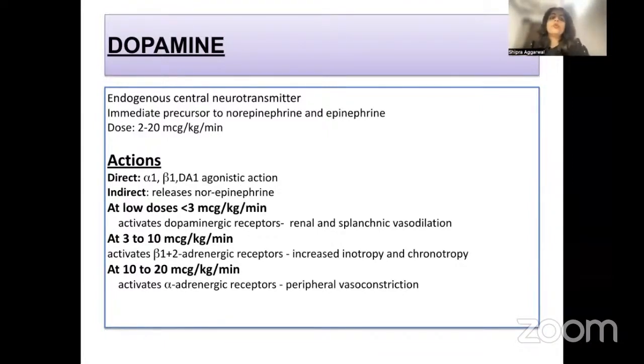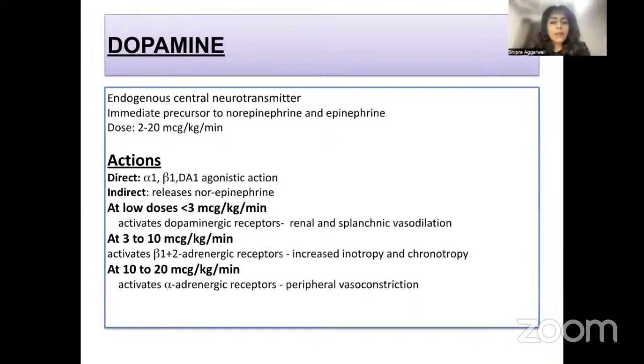The clinical dose in which dopamine is used is around 2 to 20 micrograms per kg per minute. Actions of dopamine could be direct and indirect. It directly acts on the alpha-1, beta-1, and dopaminergic 1 receptors and has an agonist action. It also exerts an indirect effect by the release of norepinephrine. Now, the activation of the various receptors depends on the dose in which dopamine is used. At low doses, less than 5 micrograms per kg per minute, it mainly activates the dopaminergic receptors and will result in renal and splanchnic vasodilatation.